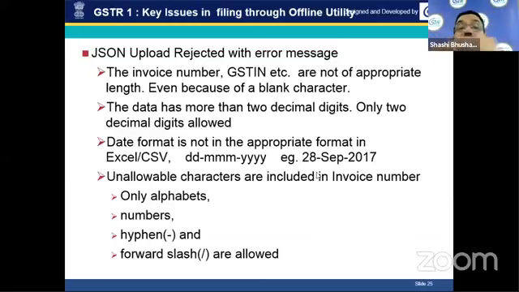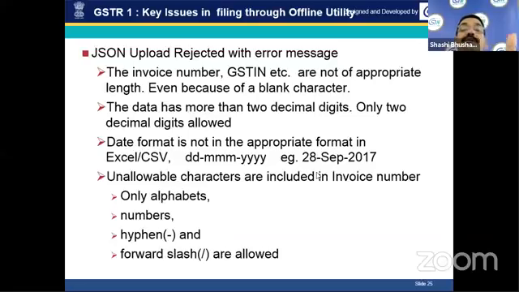So whenever a JSON is uploaded, you have to again check the quality of the data that you have entered. Sometimes some errors are not visible very clearly. If there are tools available on the internet, you can use them to compare the JSON that the offline tool has generated with the JSON structure available on the developer portal. You can compare and find out the errors yourself. But we have noticed the following errors.